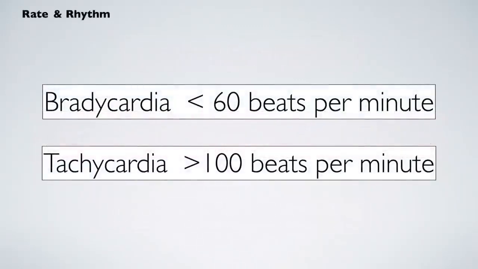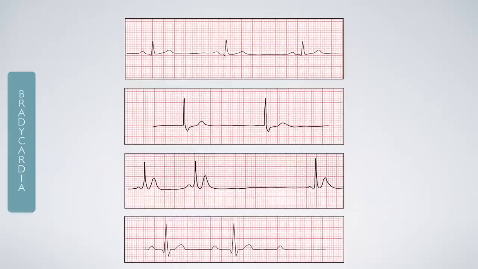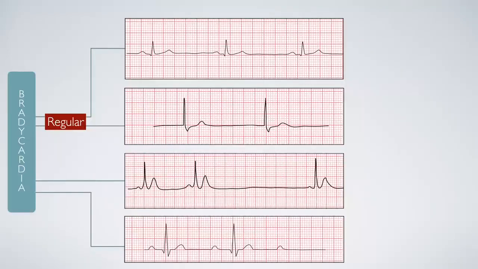Let's take a look at some of the bradycardias and tachycardias so you know what to look out for. We'll start with the bradycardias. So all the bradycardias will have a rate of less than 60 beats per minute. They can be divided into regular and irregular rhythms, but there are subtle features that you can learn to help you determine the underlying diagnosis.